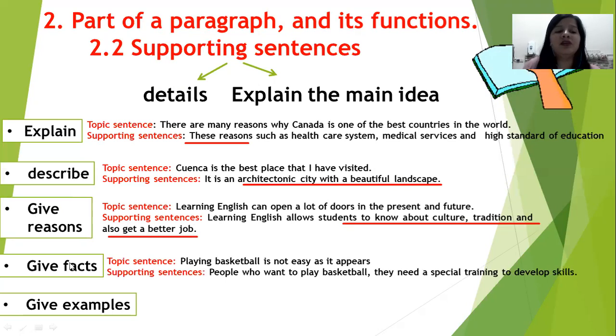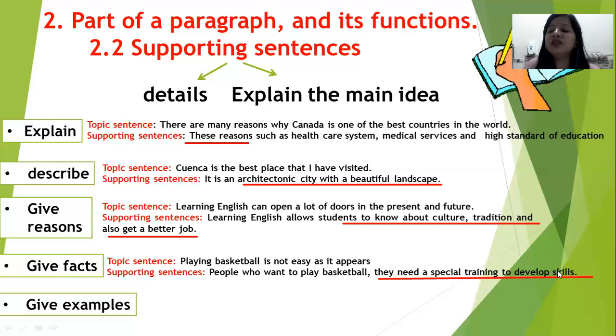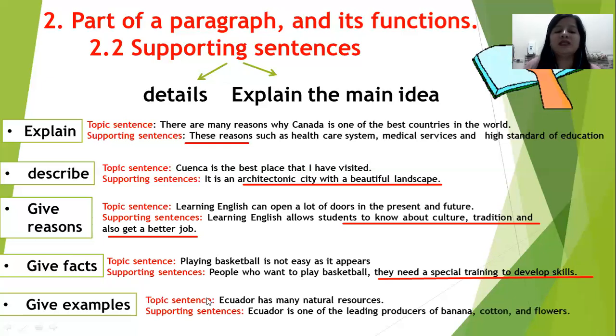For the next, give facts. The topic sentences. Playing basketball is not as easy as it appears. The supporting sentences. People who want to play basketball, the facts, they need special trainings to develop skills. Give example. The topic sentences. Ecuador has many natural resources. The supporting sentence. An example. Ecuador is one of the leading producers. Examples. Producer of banana, cotton, and flowers.